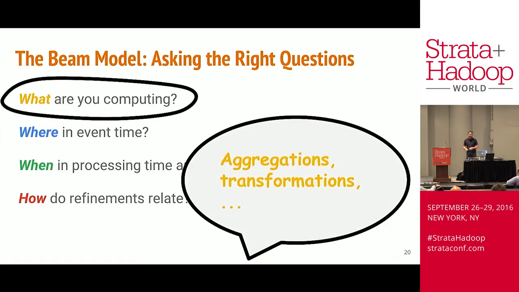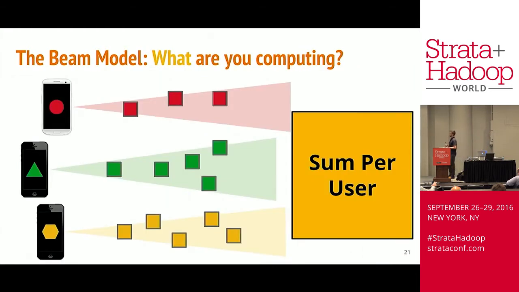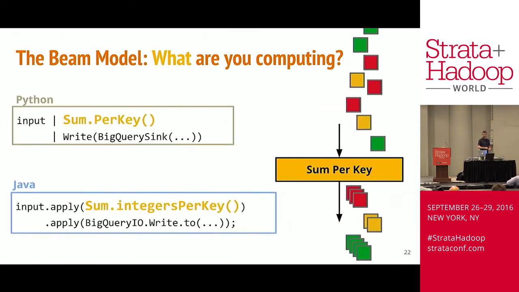First, I'll talk about what you're computing. This is the basic reading, transformation, aggregation, and writing of your data. I'm going to illustrate with just a single aggregation, the sum per user. So we have our mobile game, and we say, I want to compute the sum per user. I'm not talking about time just yet. So we already know basically what that entails for bounded data.